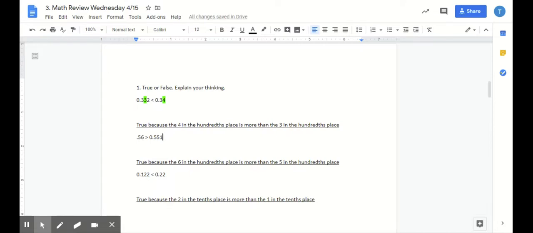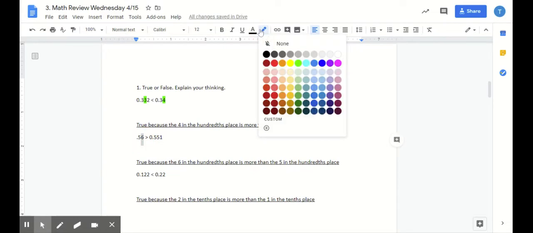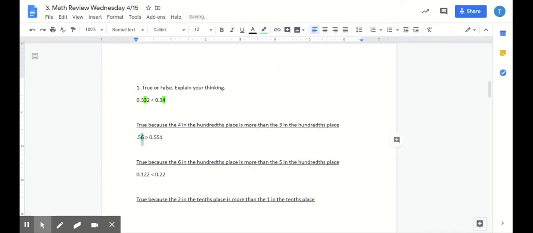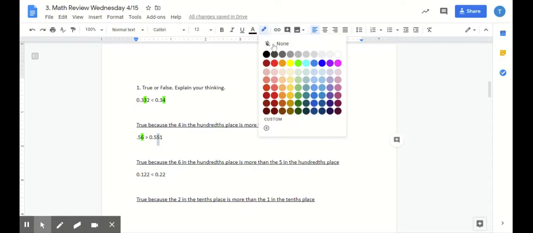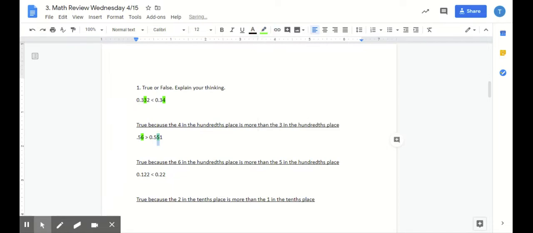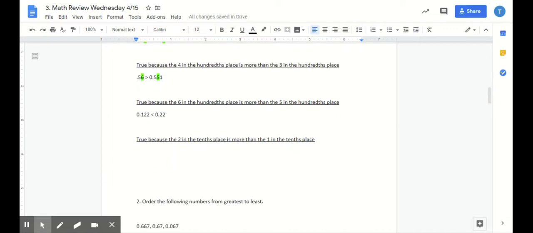Number 2, 56 hundredths is more than 551 thousandths. I said this is true because the 6 in the hundredths place is more than the 5 in the hundredths place. So yes, this is a bigger number, which is getting me closer to my 1, which is what basically we should be getting to. Lastly, I'm saying 122 thousandths is less than 22 hundredths.